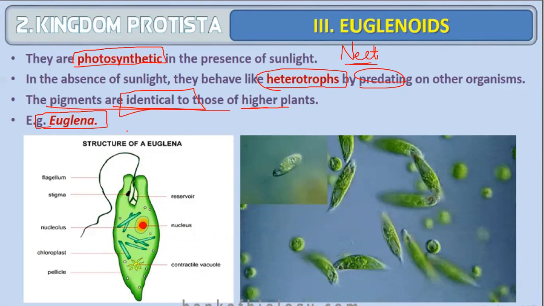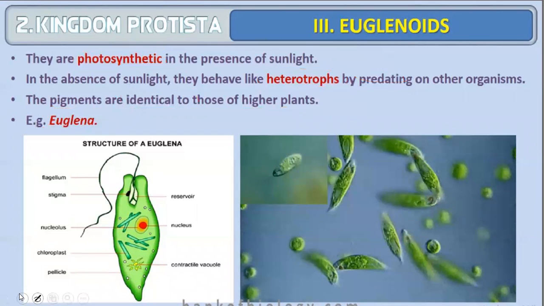Chrysophytes. Example, diatoms and golden algae. Second one, dinoflagellates. Example, Gonyaulax. Third, euglenoids. Example is Euglena. All these are simple, right? So no need of mnemonics for studying.